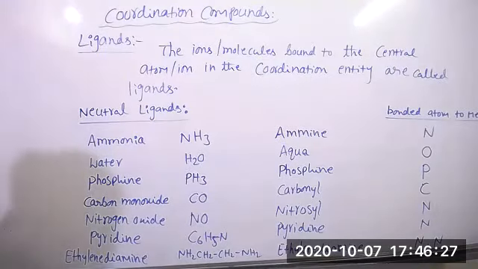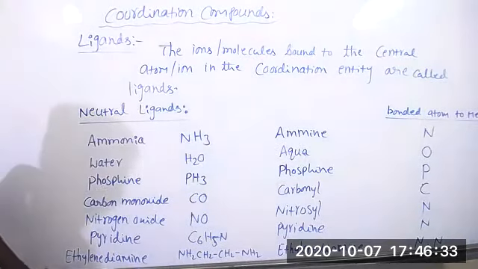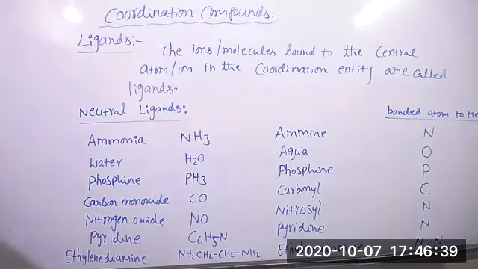So be careful. Suppose in a complex ammonia is there, we write ammine with a double M. If ethylenediamine is there, we write only amine with a single M. That's important while correcting answer papers, I check that spelling. Sir, can we write it as ethane-1,2-diamine? Yes, we can write.